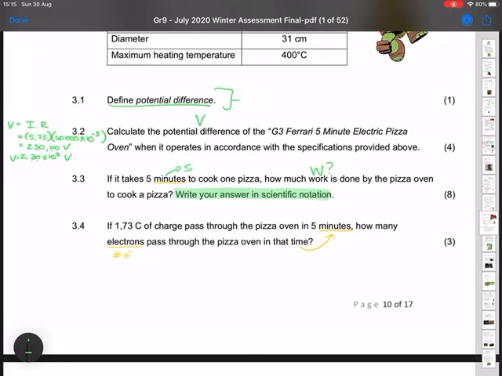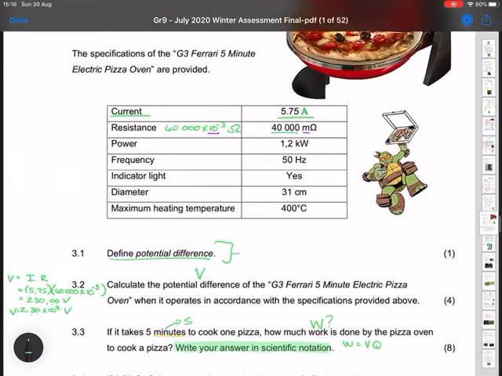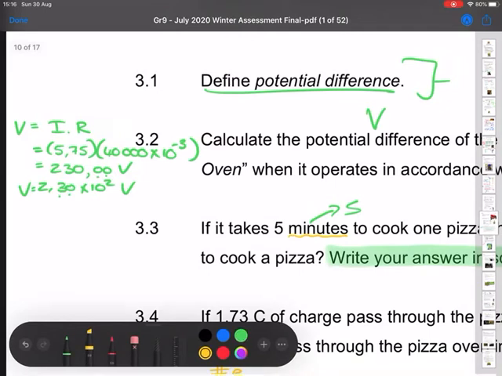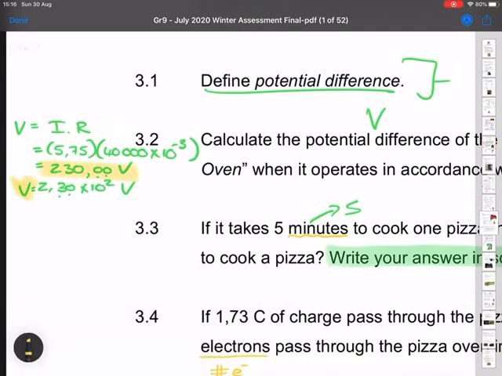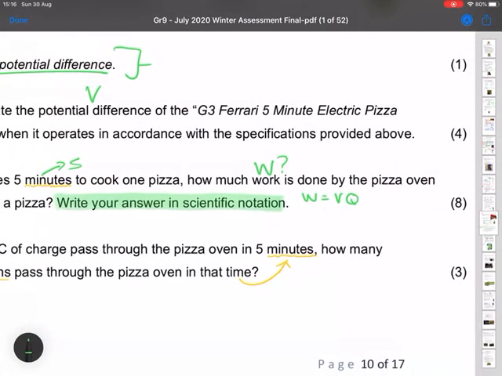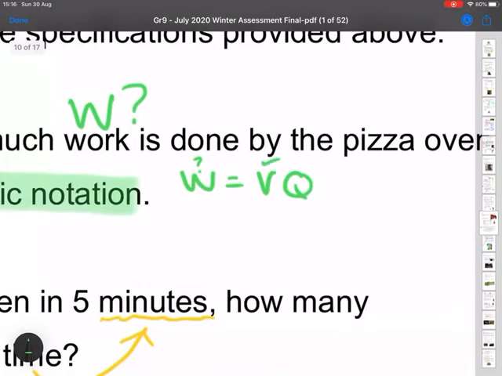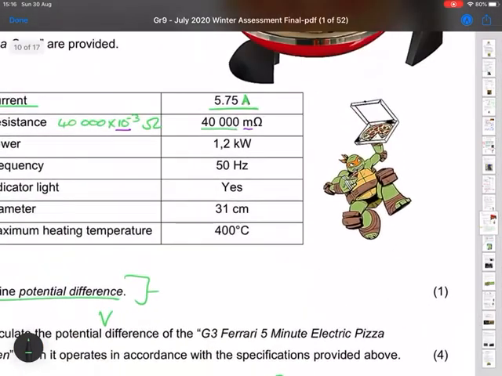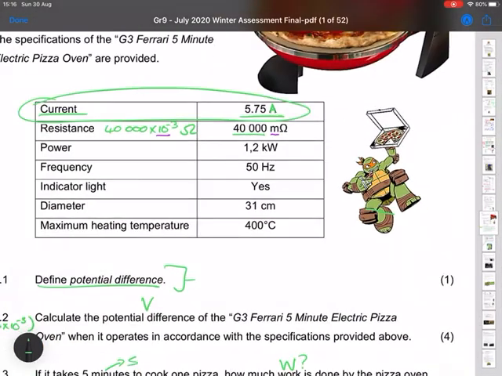So the formula that you've got is W is equal to VQ. We need to calculate V and Q in order to find W. We've got V, that was the value that you calculated in your previous question. So V is 230 volts. W is what you're trying to calculate. V we've got, and now we don't have Q. How do you calculate Q? Q is equal to I times T. I, current, is 5.75 amps. Comes from there.